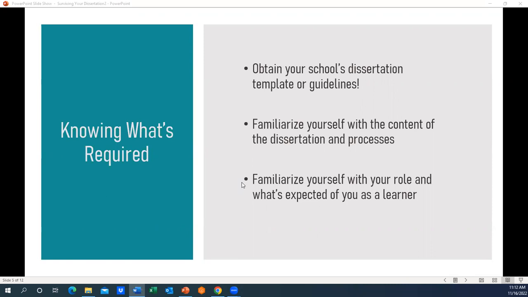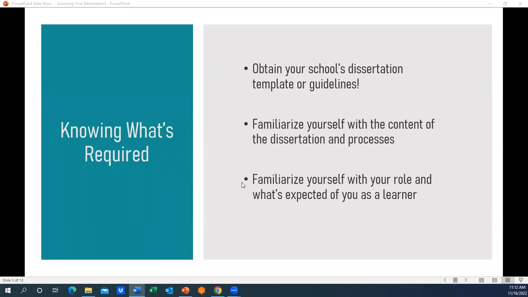Is the template. Usually there's a formatting template, how they want the thing formatted, but also usually there's a template or guidelines on the content, right? They're going to describe what goes into chapter 1, what goes into this section in chapter 1. So the template is really helpful and necessary, because that's what your professors are going to look at when they look at your work. How closely do you adhere to the template, right? So obtain the school's template to know what they're looking for, know what's required.